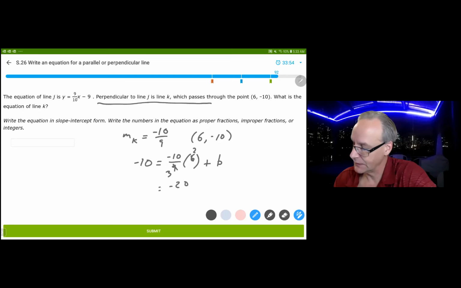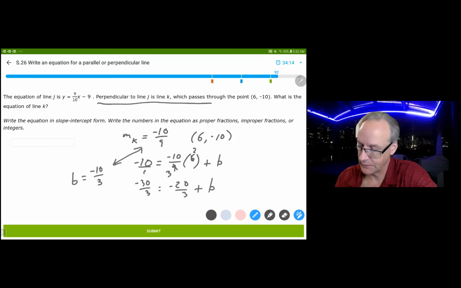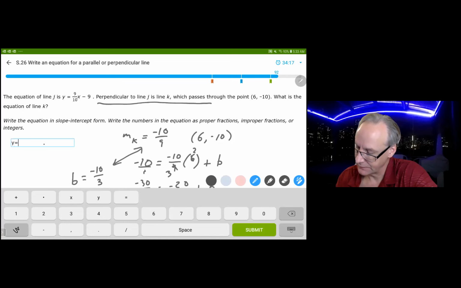That's -20/3 plus b, and this is -30/3, isn't it? Because it's really -10/1. I have to add 20/3, so I get b equals -10/3. And we're basically done. Here's our 2 parts that we need. So y equals -10/9 x, and then I need a space, minus 10/3.